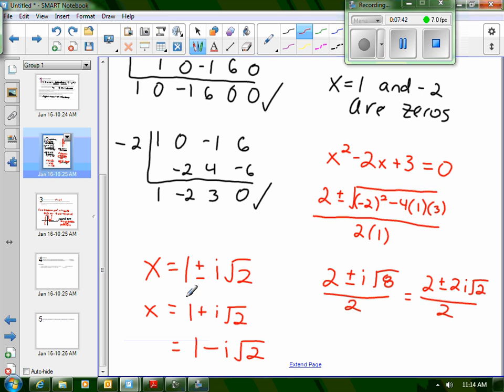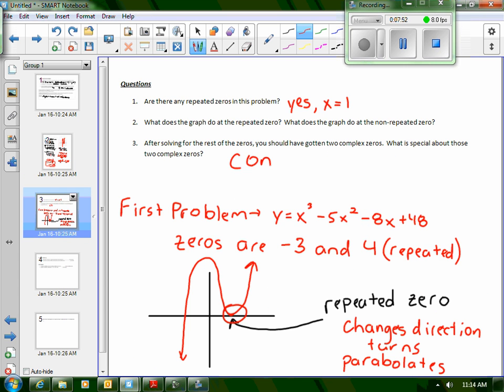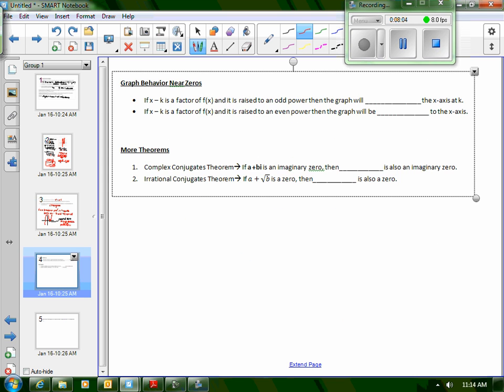Besides the fact that they're imaginary because they're complex, as you look at these two, a vocabulary word beginning with C should be popping into your brain, and the word that I'm looking for there is conjugates. So the two imaginary solutions are conjugates of each other, which is a really, really important fact to grab onto. So on the next slide and on the other part of your notes, you'll see us formally describe this.